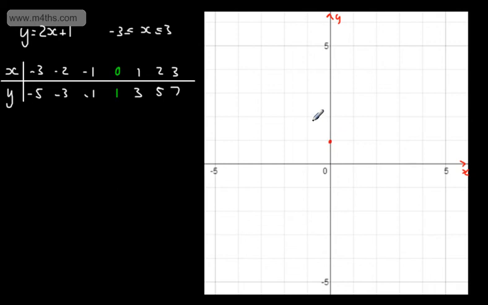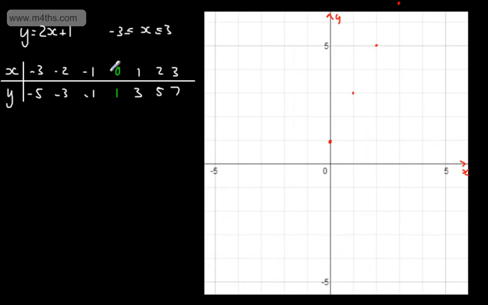That's just here. If we now look at x is equal to 1, y is going to be equal to 3. So we're going to have 1, 3, and that will be just there. The next one is going to be 2, 5. X is 2, y is 5. And then finally on this one, we're going to have 3 and 7, which would be about there.